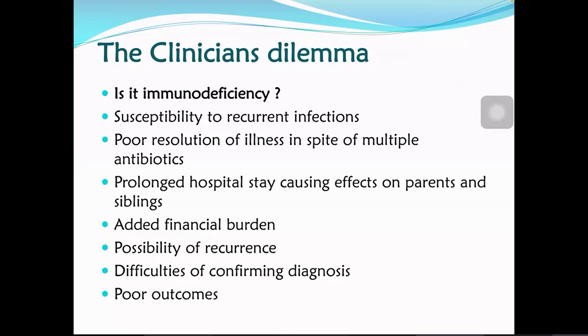We also have difficulties in confirming diagnosis because sometimes you send samples but you don't get reports, or sometimes patients are unable to afford certain tests, and in spite of doing all this, you know that it is going to lead to poor outcomes sometimes. So it's a very challenging thing for a clinician to manage a patient with immunodeficiency. So let's see how we move on.